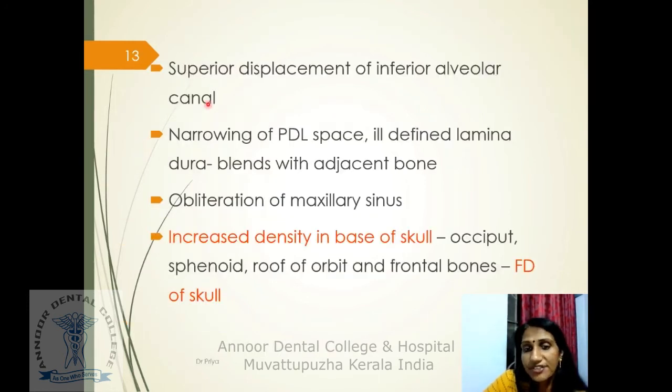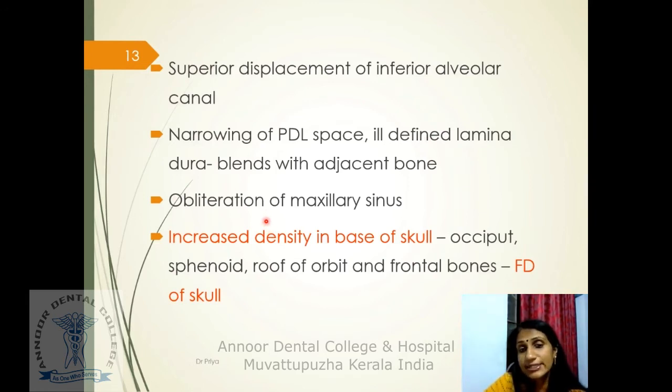Other radiographic findings which can be seen are displacement of the inferior alveolar canal. This is seen in the mandible. The inferior alveolar canal will get displaced upwards. The periodontal ligament space is going to narrow down. Lamina dura becomes blurred or ill-defined, and it's going to blend with the adjacent bone. So PDL space is going to narrow down, and lamina dura is going to blend with the adjacent bone, so you don't see a specific lamina dura there.